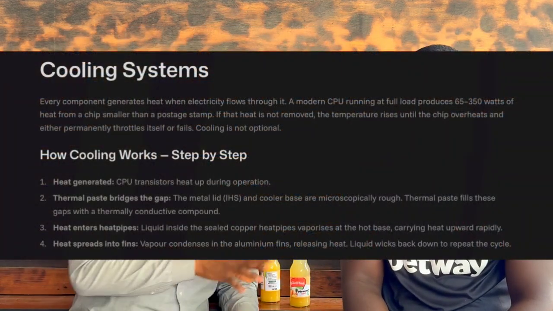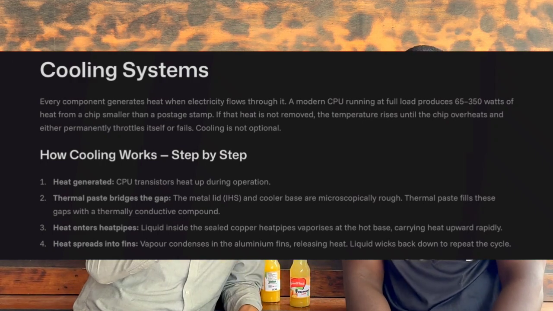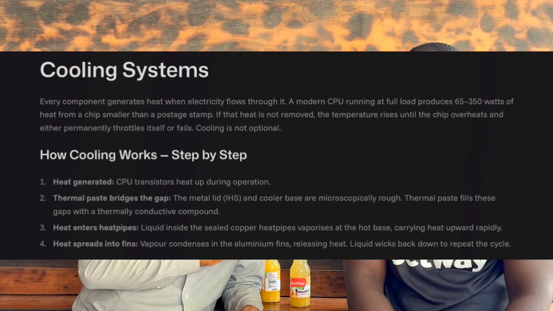And of course, there are the cooling systems as well. The cooling systems help to prevent overheating, and then there is a case which houses all the inside of the computer and protects it from damage.